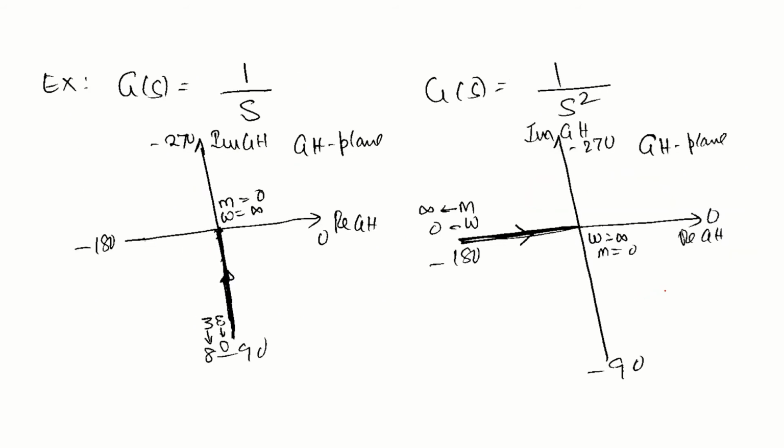Okay, not very difficult. For 1 by s, as omega varies, magnitude varies, phase angle remains the same. That's why it's like this. Here, magnitude varies, phase angle remains the same, minus 180 degree.